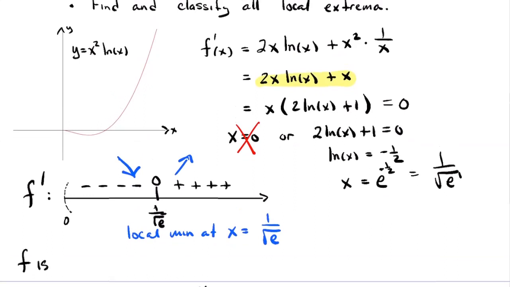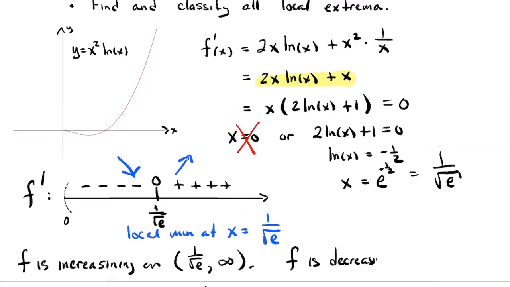So f is increasing on the interval from 1 over the square root of e to infinity. F is decreasing on the interval from 0 to 1 over the square root of e. And we have a local minimum at x equals 1 over the square root of e, no other extrema. So we found and classified all the extrema. We have specified where the function is increasing and decreasing.